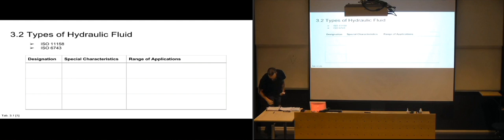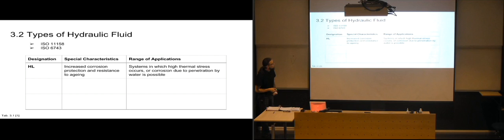So we use an H for hydraulic fluid first of all, and then we can put identifying letters behind it to tell if something has been added to make it flame retardant or anything else of the special characteristics that we will be looking at. And after that, there is a number, and the number is the viscosity index, which tells us a bit about the viscosity of the fluid. We'll be talking more about viscosity later on in the lecture.